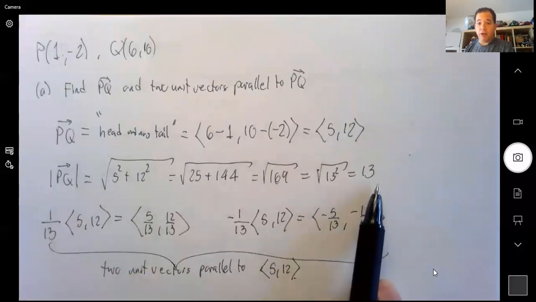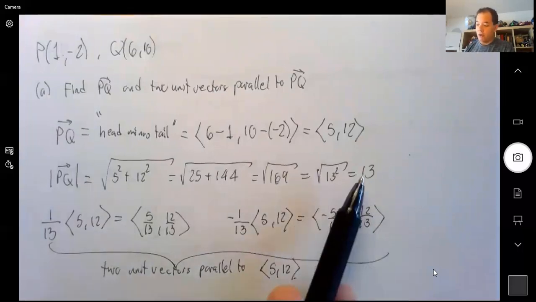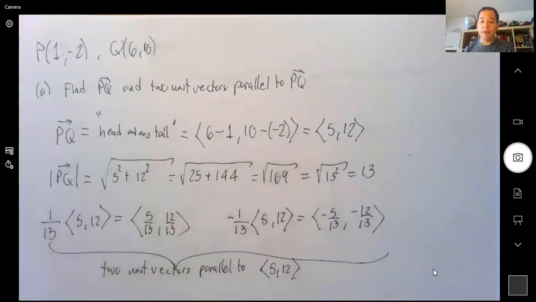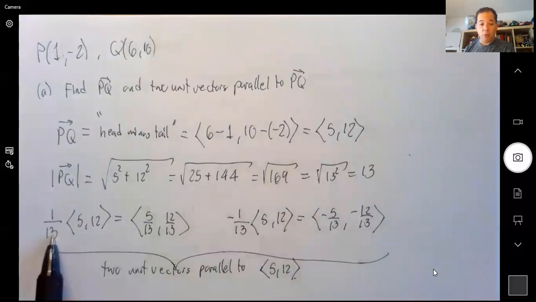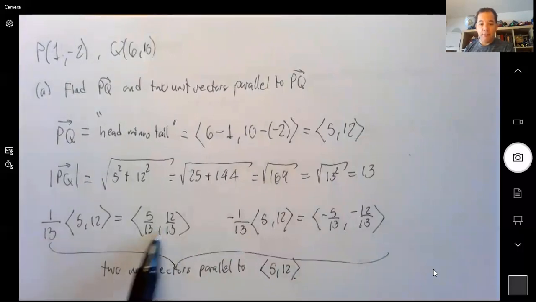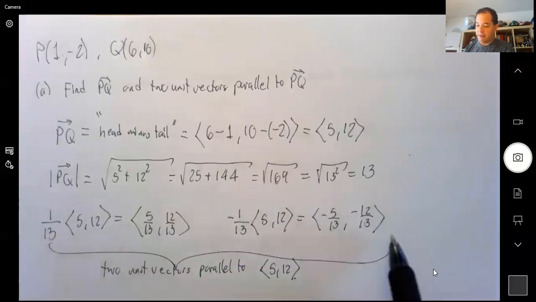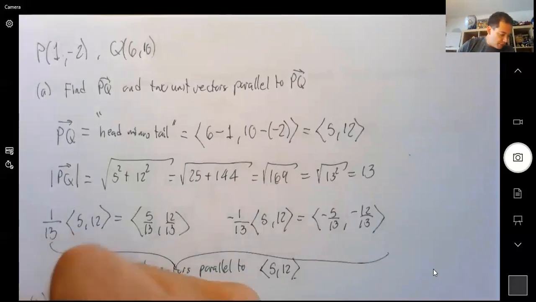And then to find a unit vector pointing in the same direction, all we need to do is divide this guy, or multiply it by 1 over its magnitude. If we multiply by 1 over its magnitude, the new magnitude of this vector is actually 1. And if you want 2 of them, you can always take the one that points in the opposite direction, right? So one pointing this way, the other pointing the other way. And that's how we find these two. So we'll now continue with part B.